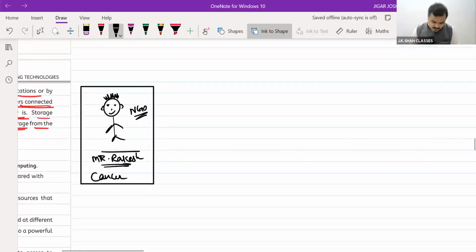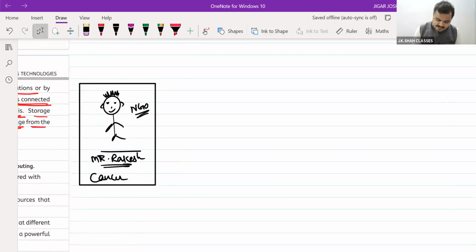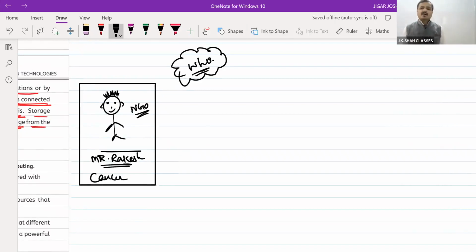Now, suppose Mr. Rakesh asked WHO, the World Health Organization, to provide him with the data of cancer patients. So he will get the data of cancer patients, and exactly he can do the research. Agree till here? Okay, sir.